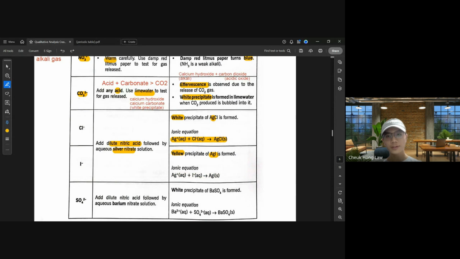Silver ion plus iodide ion gives you silver iodide. So for these two, you observe the color of the precipitate: white precipitate for chloride and yellow precipitate for iodide.